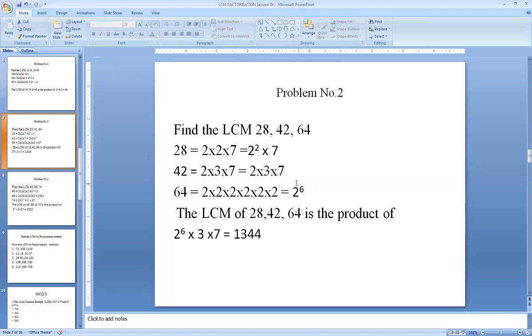In that case, 2 to the power of 6 has to be considered. 3 is only one time, consider 3, and 7 is also one time, we have to consider 7. Then 2 to the power of 6 into 3 into 7, the product of all these numbers, will become the LCM of those three numbers. It is nothing but 1344.